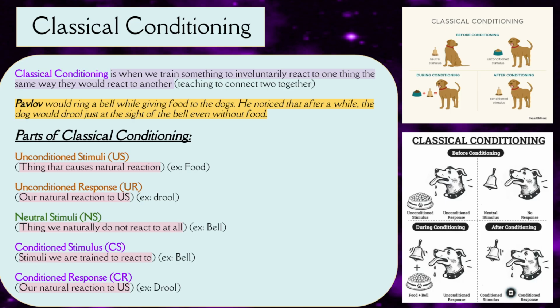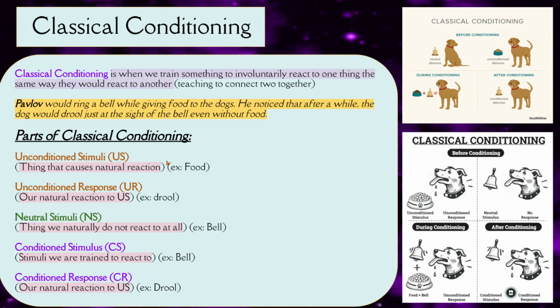So he would ring a bell, and the dog wouldn't drool to the bell. But he noticed that once he connected ringing the bell and then giving food right away, the dog would make the association, connecting these two things together. The dog would drool to the food and the bell. Now, to break these down into all the different parts of classical conditioning, I color-coded them as well to help you know that they're all chunked up.